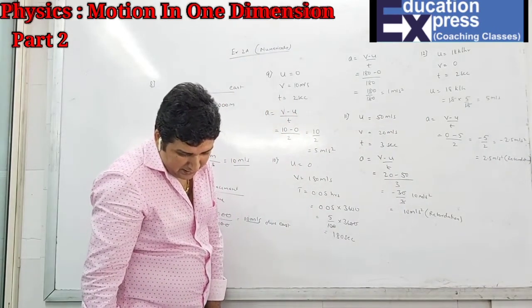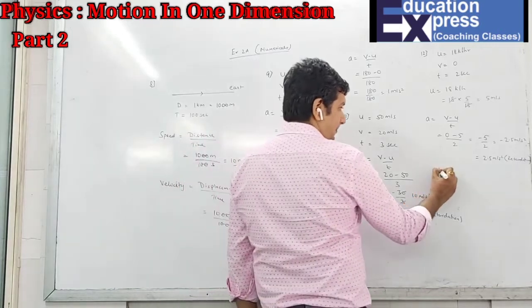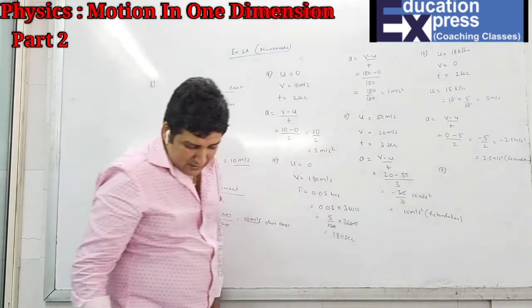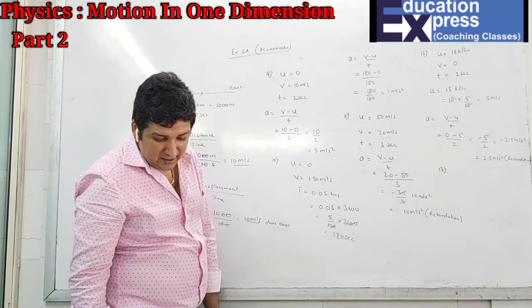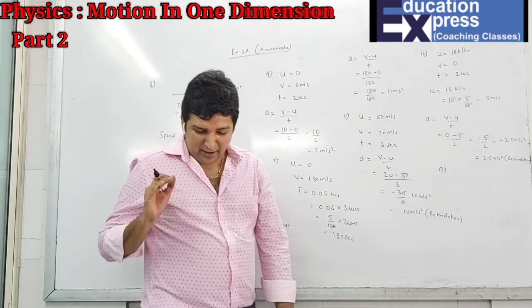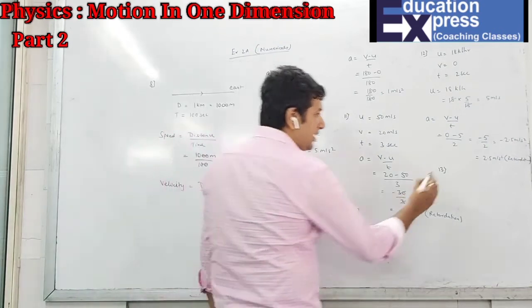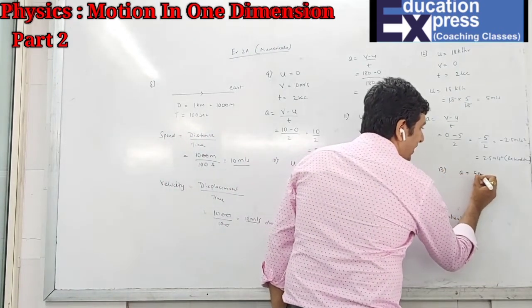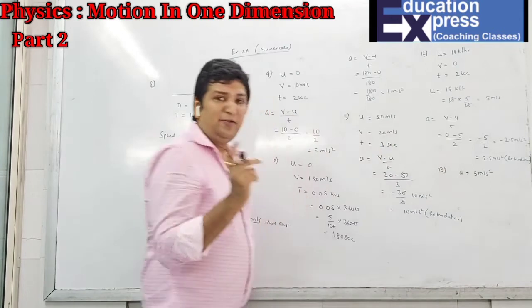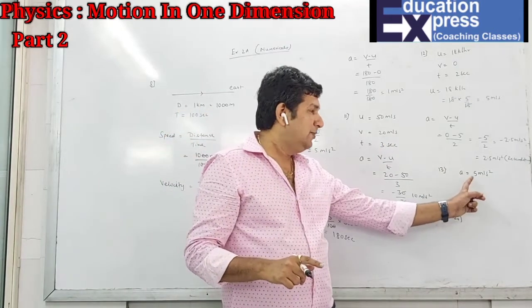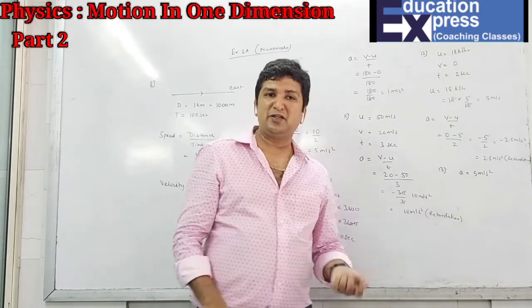Question number 13. It says that a car accelerates. What accelerates means? It is increasing its velocity at the rate of 5 meter per second square. That means acceleration is 5 meter per second square. If they use the word retardation, then the answer will be minus 5. Retardation is negative, acceleration is positive.